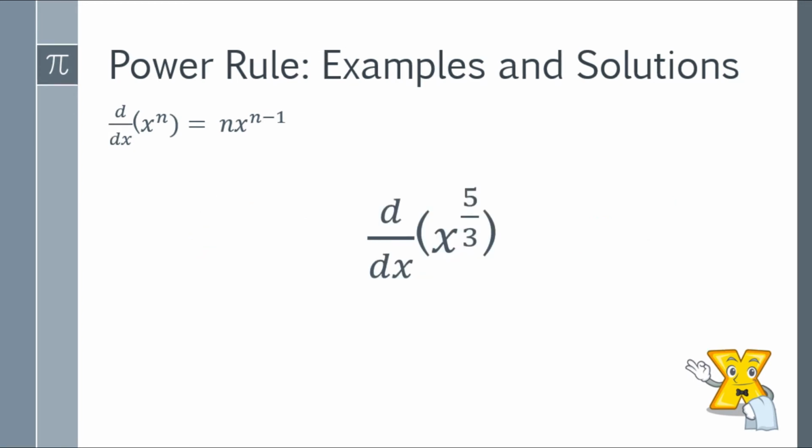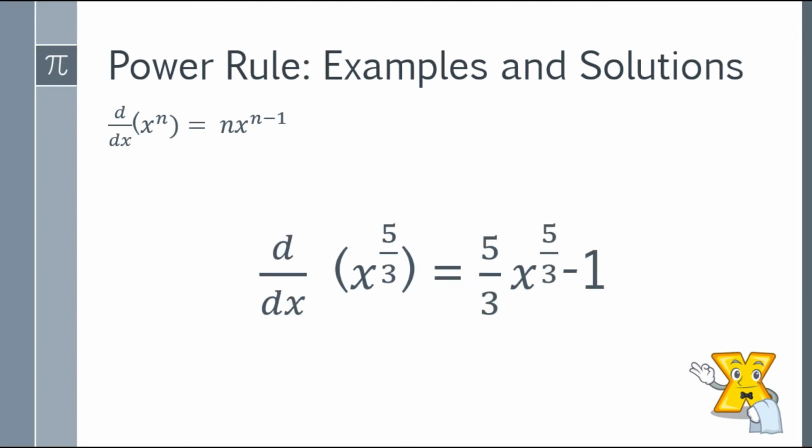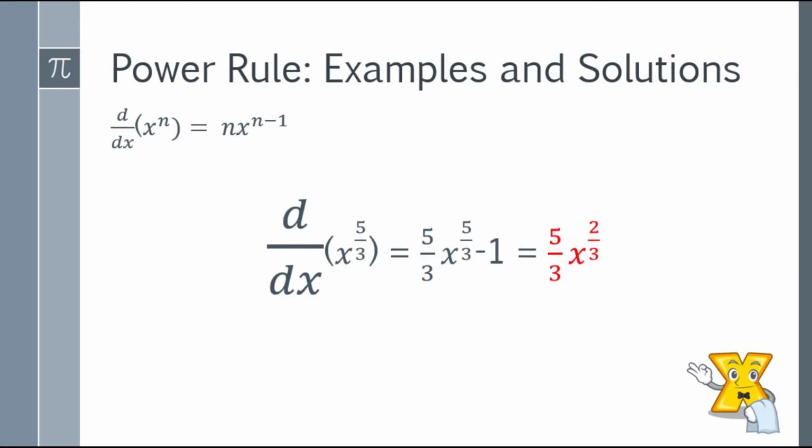Let's have another example. Paano naman pag fraction na exponent? Same rules will apply naman din. So, yung nangyari, x to the 5/3. So, yung 5/3, ilalagay mo sa harap, tapos babawasan mo ng isa yung exponent na yon. So, magiging 5/3 x to the 5/3 minus 1. So, ang sagot, ang 5/3 minus 1 ay 2/3, di ba? So, ang magiging sagot natin ay 5/3 x to the 2/3.